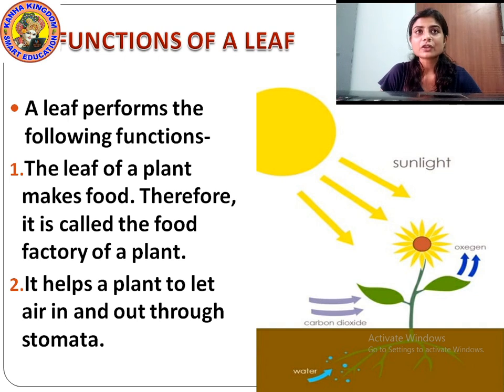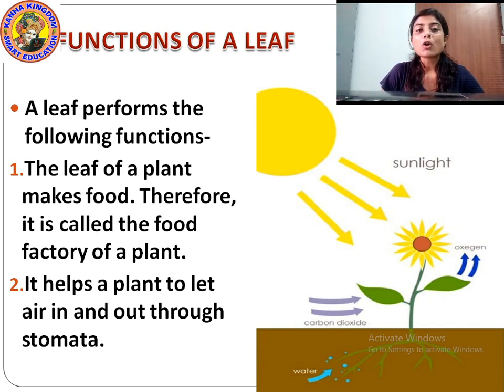Understood? So these are the basic functions of a leaf. And apart from that, plants need oxygen to stay alive. Yes or no? Plants need oxygen. All living organisms need oxygen to stay alive. Without oxygen, we cannot stay alive. Yes or no? And during photosynthesis, plants take in carbon dioxide and give out oxygen.